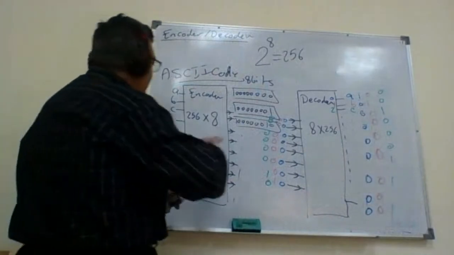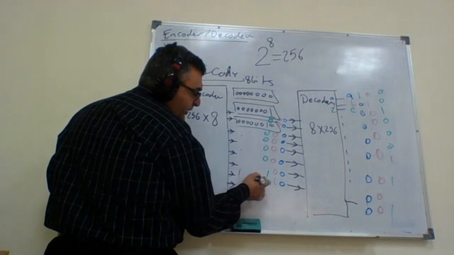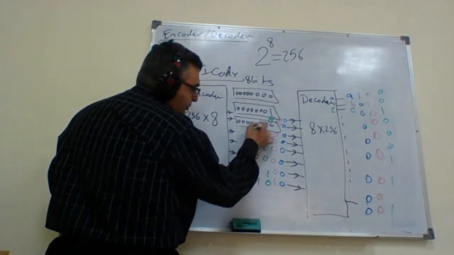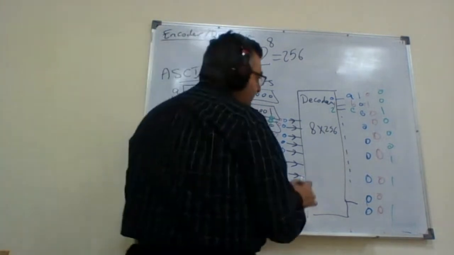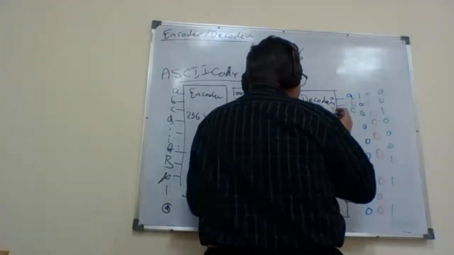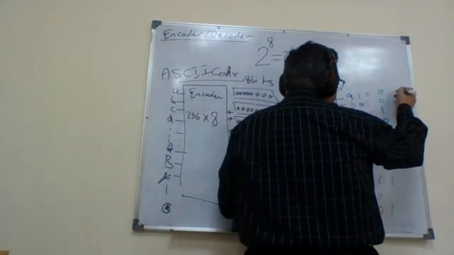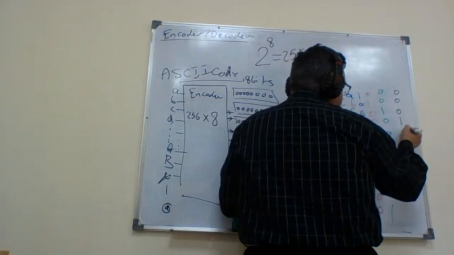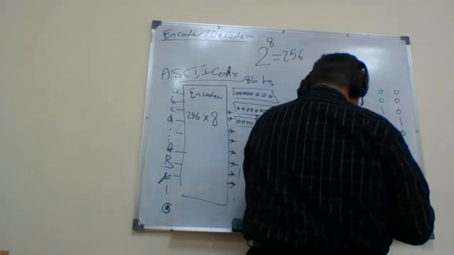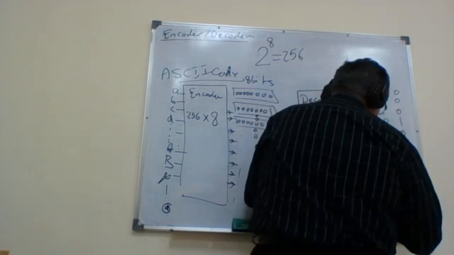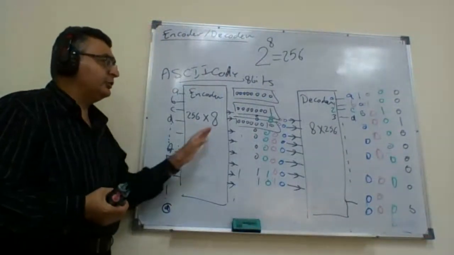Okay, let's try the last one for D. If we go sequentially, the next combination here will be 1 1 0 0 0 0 0 0, and this should be for letter D. So that means here the D is number 3. D should give me a 0 0 0 1 at D and 0 otherwise. Okay, so this is the operation of the encoder and the decoder circuits.